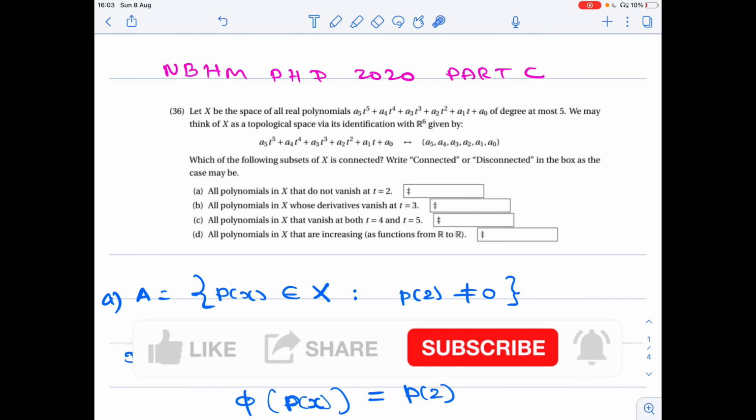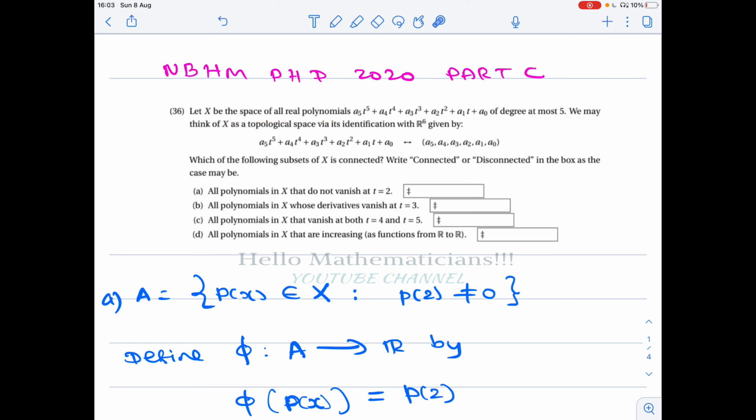Hello mathematicians. Today we see a nice real analysis problem asked in the NBHM PhD 2020 exam. Let X be the space of all real polynomials of degree at most 5. Degree at most 5 means that there will be a constant term and coefficients of t up to the coefficient of t power 5.